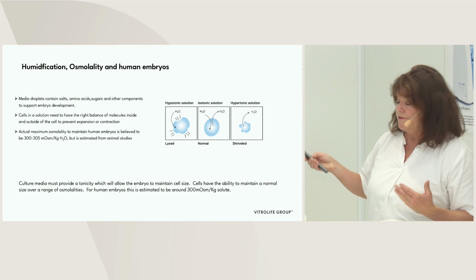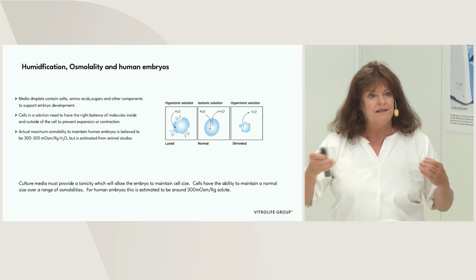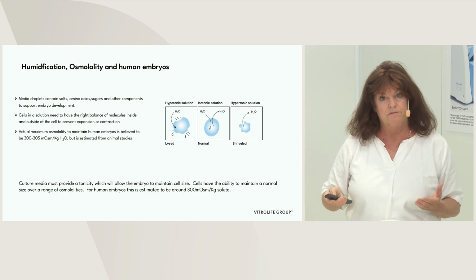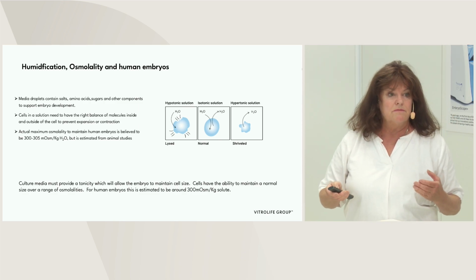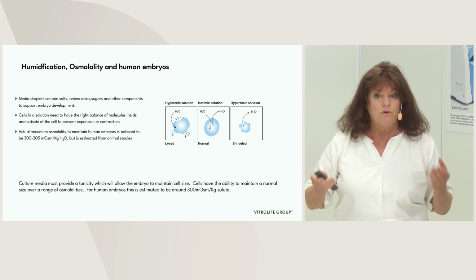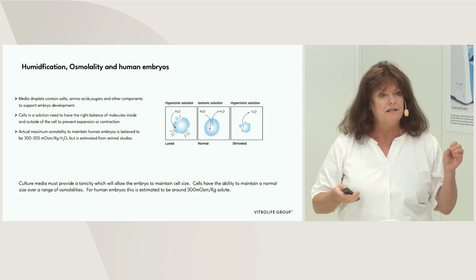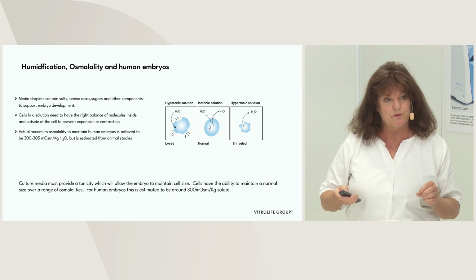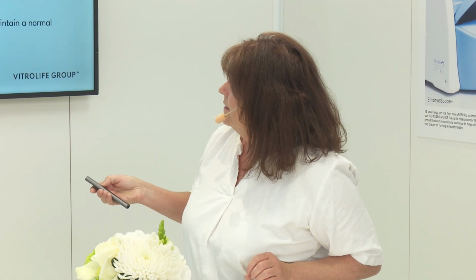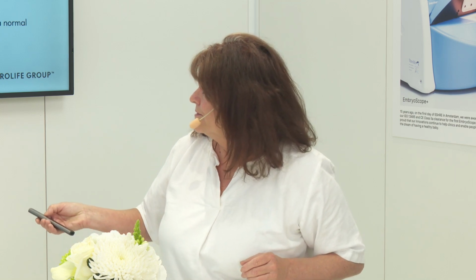They have to have the right balance of molecules in and out, and there are mechanisms of transporting water that support this. The actual osmolality limit that's known to support good embryo development, the upper limit, is about 300 milliosmoles per kilogram, and that's what's accepted for human embryo culture. However, embryos can also use components in the media, both inorganic and organic osmolytes, such as glycine, to control the osmolality. So it's not just a simple look at the number of molecules.